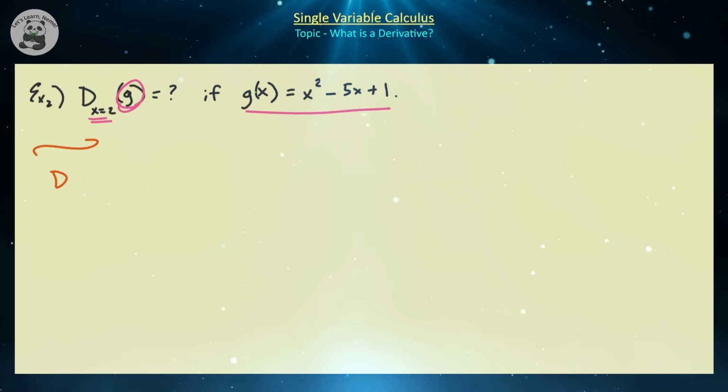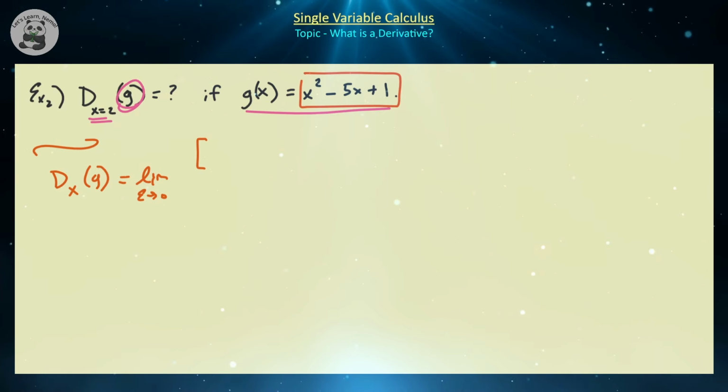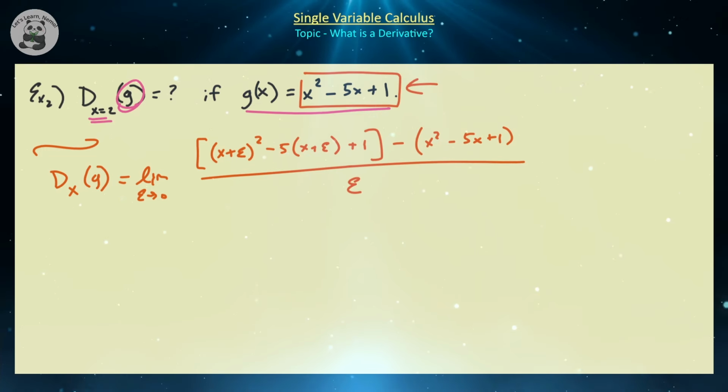So the derivative of the function g at any point x, we already know is going to be the limit as epsilon approaches 0 of g of x plus epsilon. What is that going to be equal to? We're going to be replacing x with x plus epsilon everywhere we see x in that relation. So that's going to be (x plus epsilon) squared, minus 5 times (x plus epsilon), plus 1, and then minus g of x, which is x squared minus 5x plus 1, all over epsilon.